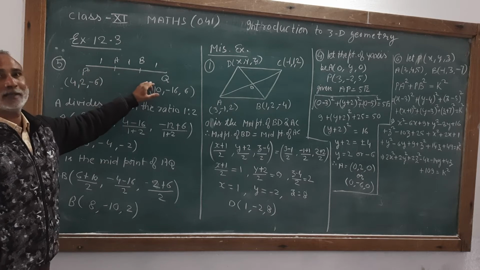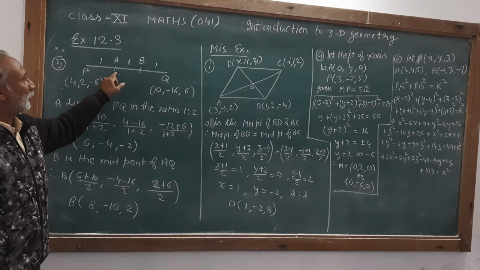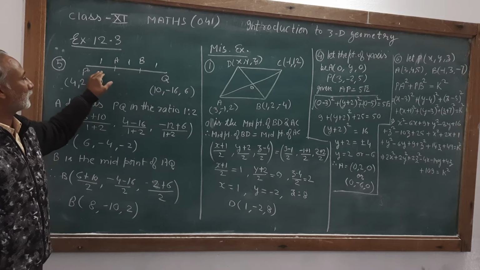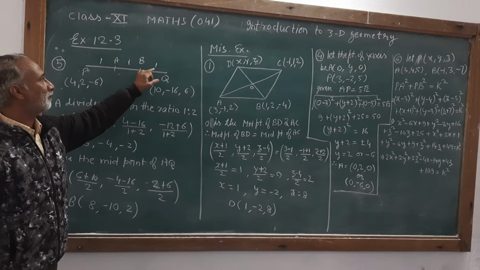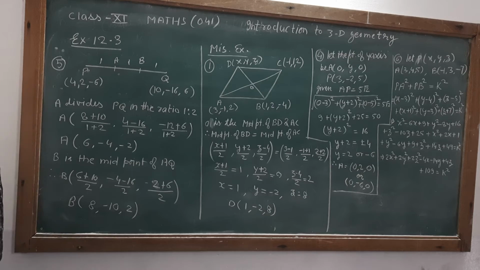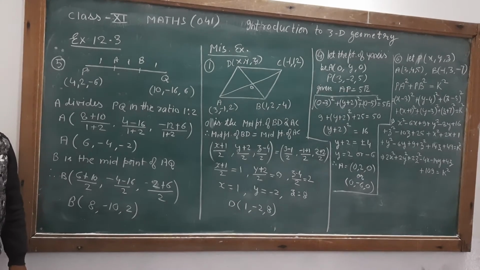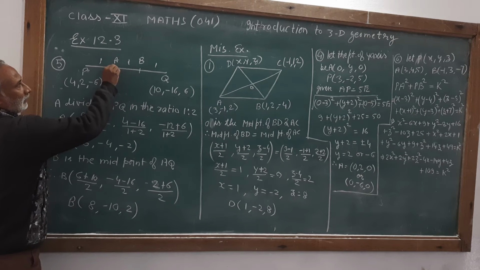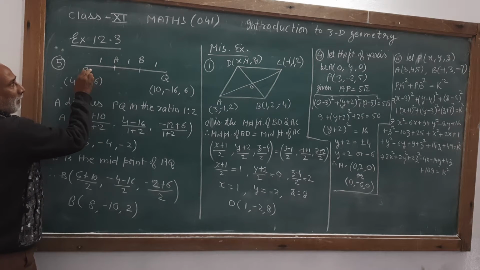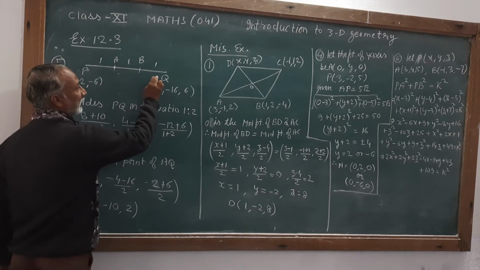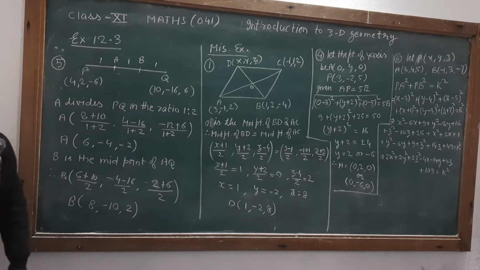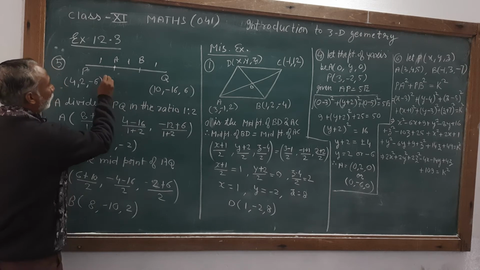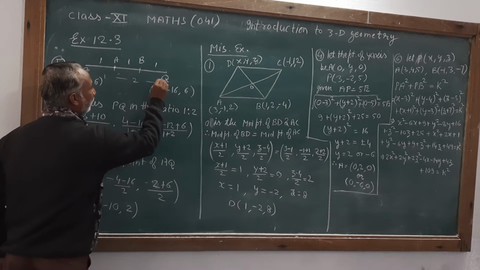segment PQ. That means PA equals AB equals BQ. That means the ratio between each of the segments is 1:1:1. Now let me find the coordinate of point A. Now this point A, this side we are getting one part and this side we are getting two parts. That means A divides PQ in the ratio 1:2. That is 1 here, 2 here.